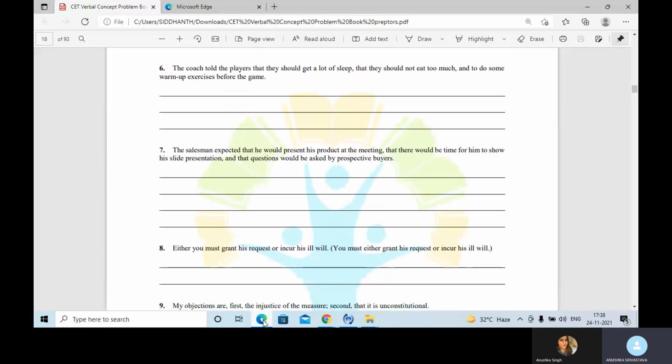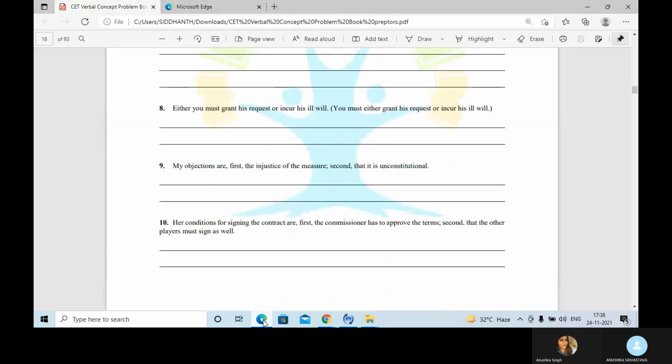Eighth one, again the main idea has been distorted. You must either do two things. And what are the two things? Grant his request or incur his ill will. So you must becomes my main idea, and then I have two correlative conjunctions. Either grant his request or incur his ill will. And that's how my answer becomes correct.